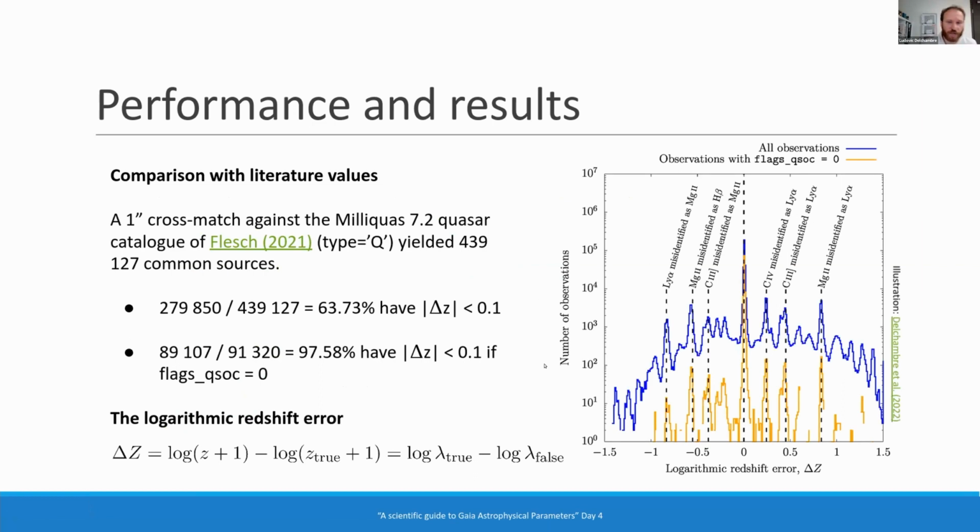One of the simplest ways to see if QSOC is working is actually to do a comparison against literature value. For this purpose, we did a cross-match, one arcsecond cross-match against the MiniQuest 7.2 quasar catalog, considering only spectroscopically confirmed quasars, core-dominated type 1 quasars. And this yielded actually 440,000 sources common.